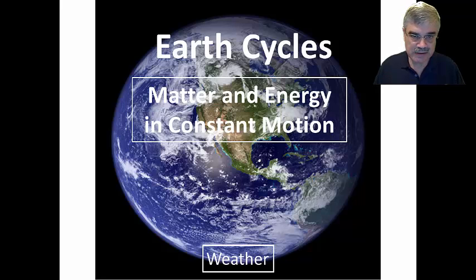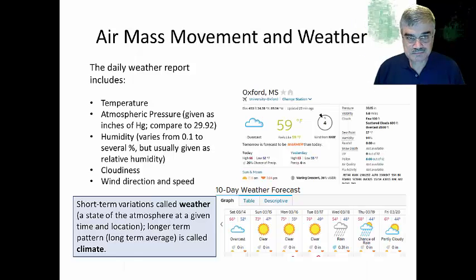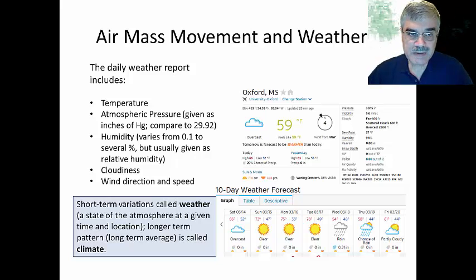In this chapter we're going to get back to more of what happens in our daily lives. What's the weather like today? So we're going to talk about the weather today. Weather is primarily a result of movement of air masses.